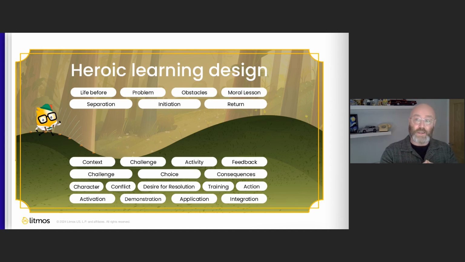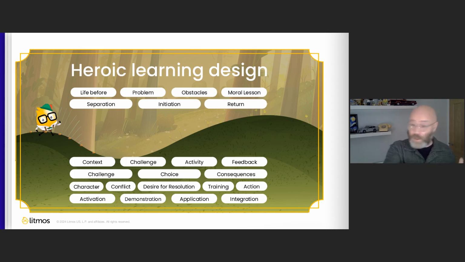And then there's the Kuhlmann 3C model, Tom Kuhlmann's challenge, choice, consequences, which is, again, a kind of simplified but analogous version of separation, initiation, return, where you provide a challenge, you give choices, and you show consequences. And if you get into the nitty-gritty of how the character interactions work with this, I recommend you pick up Frank Green's instructional story design, where he breaks this down into introducing characters and the conflict between characters, and then a desire for resolution, and then the training and the action that's required from that.